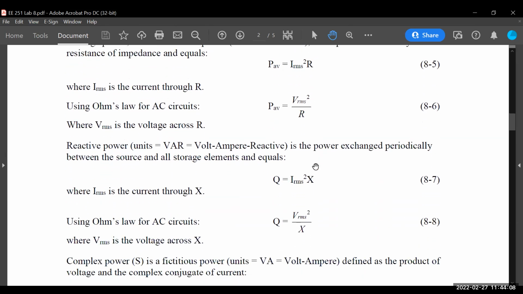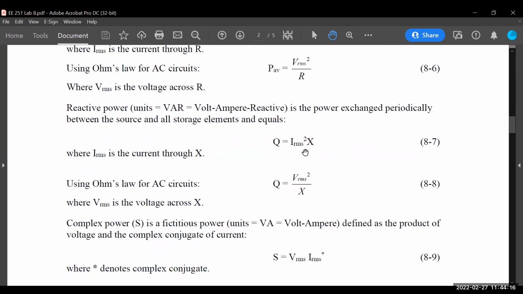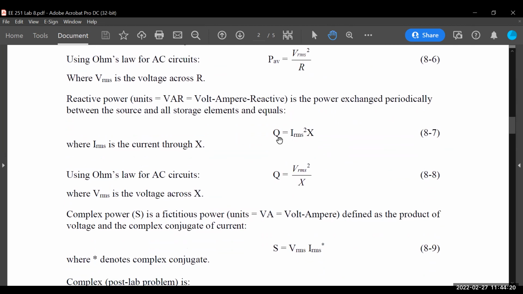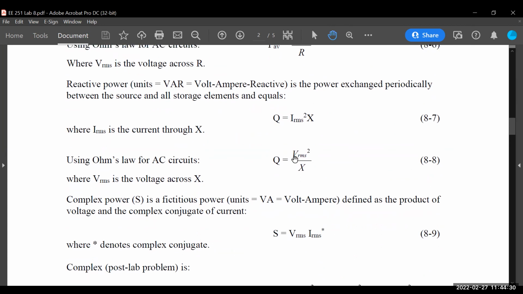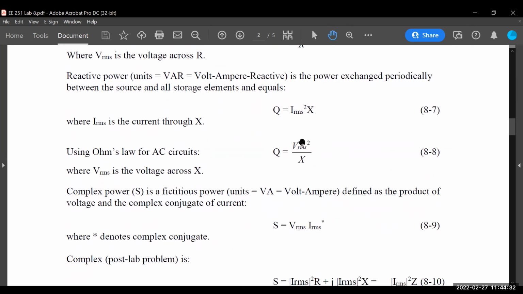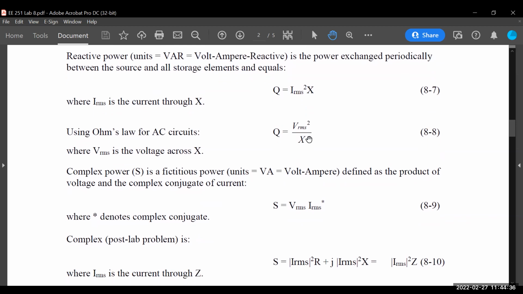The same applies for the reactive power Q. Reactive power Q uses the same equation, I squared R, but because Q is associated with the reactance, we substitute R with X, and hence Q is I RMS squared times X. For an inductor it would be XL, and for a capacitor it would be XC. And in terms of voltage, Q is equal to V RMS squared divided by X.